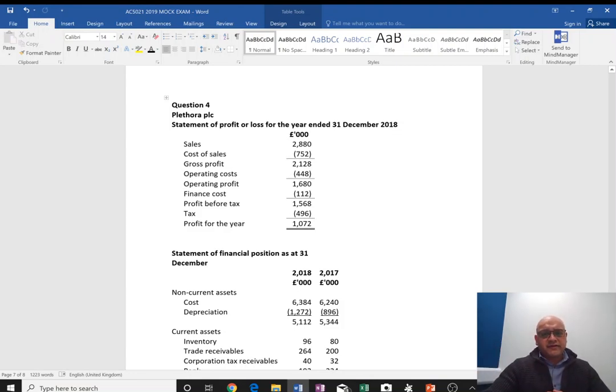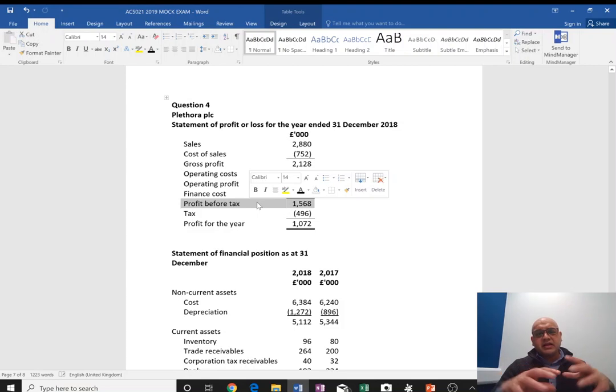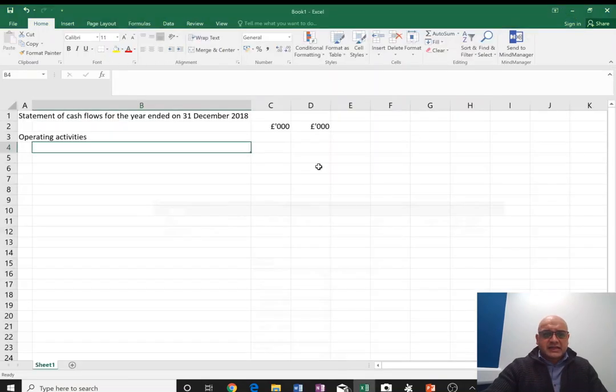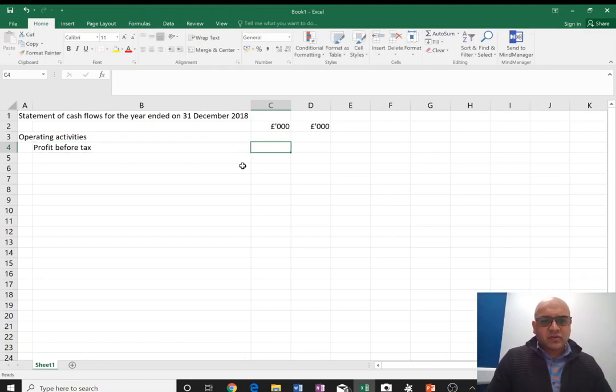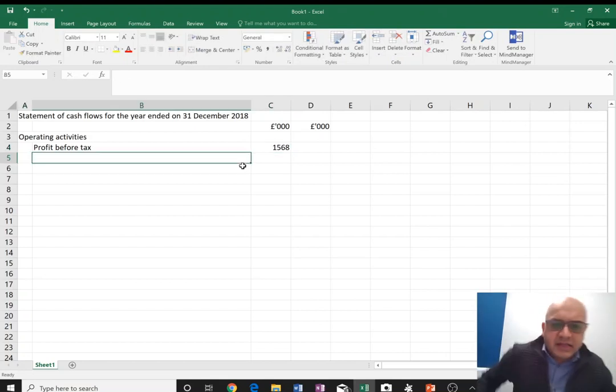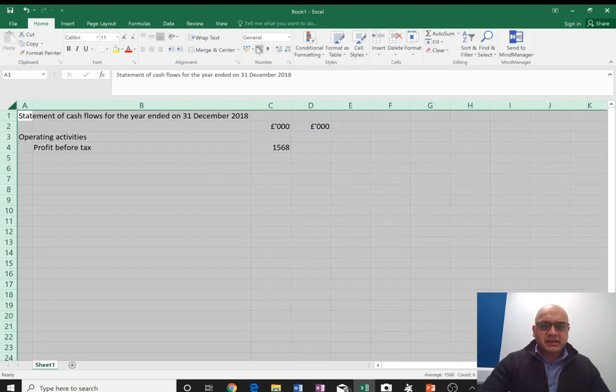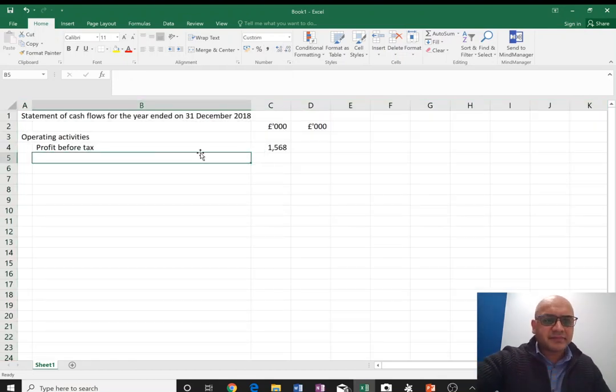So we'll start with profit before tax, and then remove all the non-cash accruals based items, or the items which do not really belong to the operating activities of the business. Okay, so we'll start with profit before tax. And profit before tax was 1,568. Okay, that's great. And let's put commas everywhere necessary, and round up the zeros.